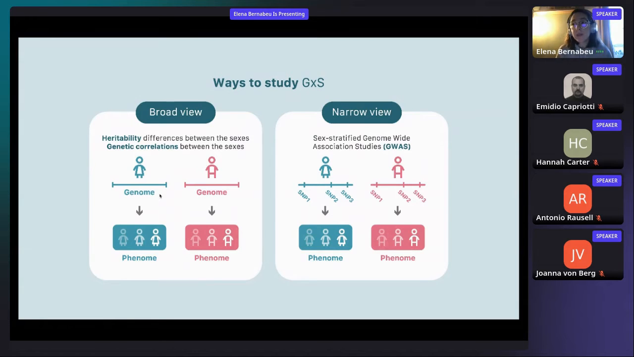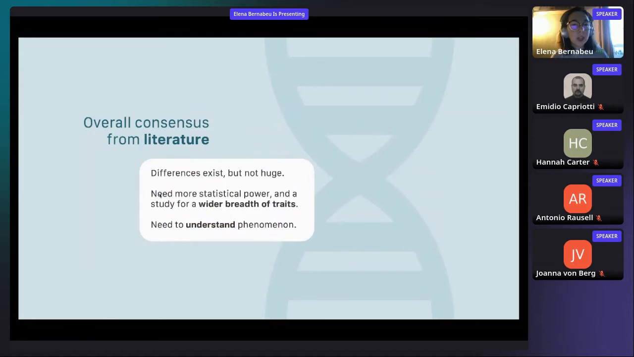For it may be that a given variant might be contributing to a phenotype in just one of the sexes, or it might be contributing differently depending on our sex. So if you look at the overall literature pre me starting my PhD, you would find that differences did exist, but they weren't reported to be very big.